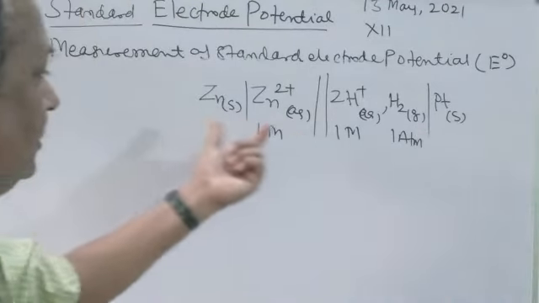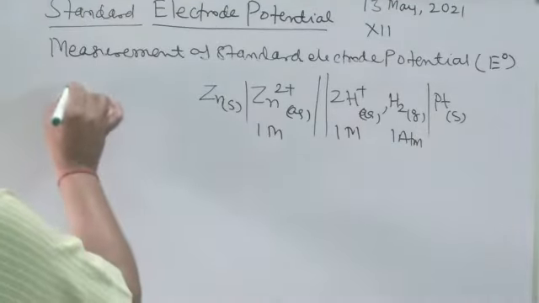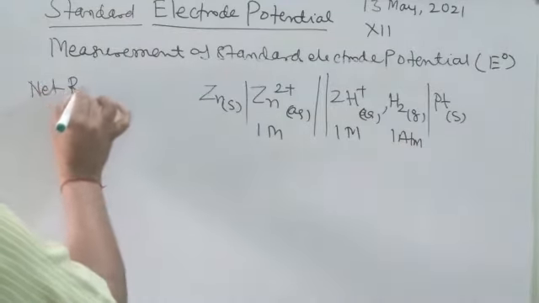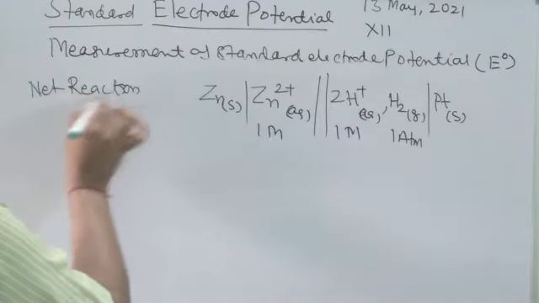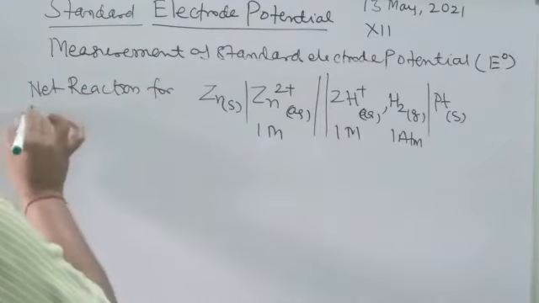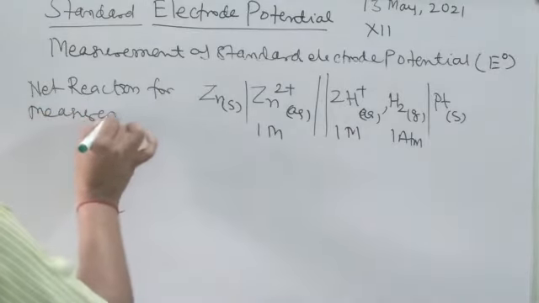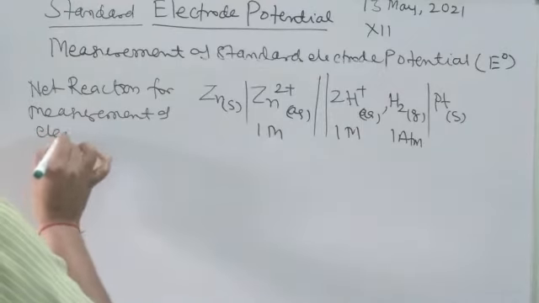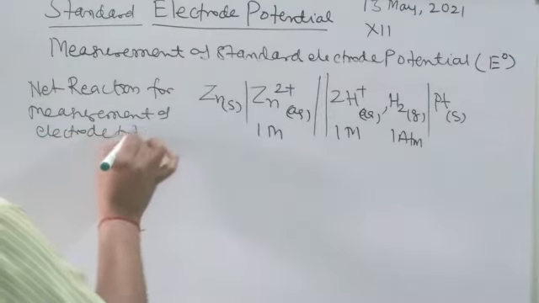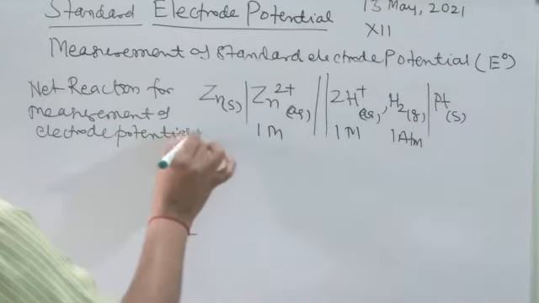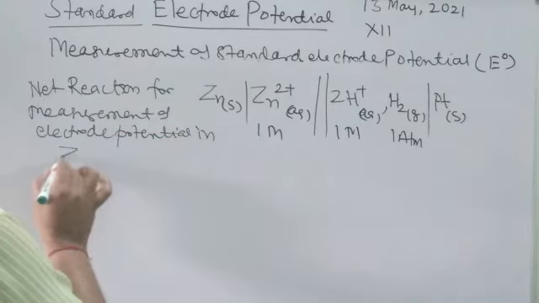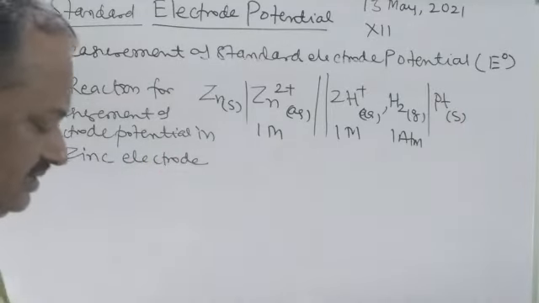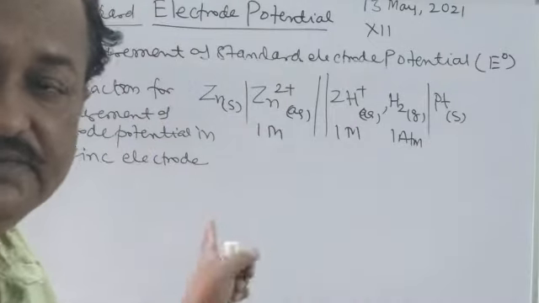So this is the net reaction for measurement of electrode potential in zinc electrode. This is the measurement in the zinc electrode.